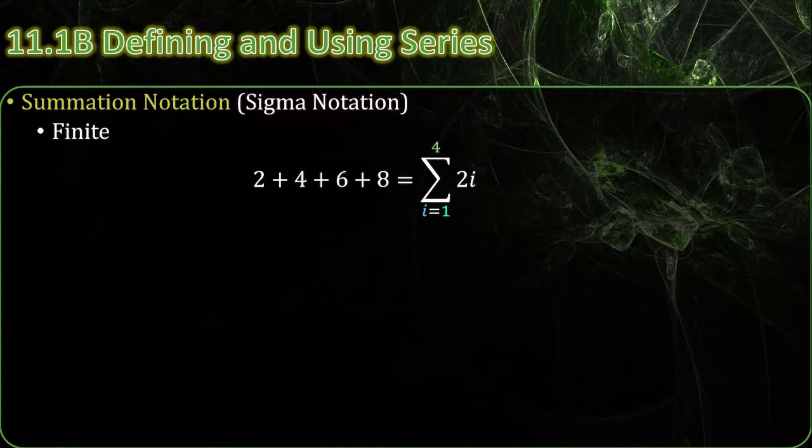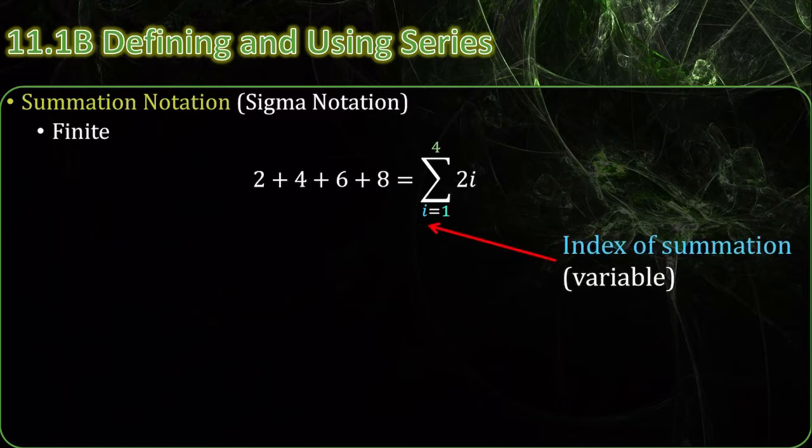And we have this little i. It's called the index of summation. It's our variable. Notice it matches the i over here in our formula. So that is our rule, and the variable must match the index of summation.